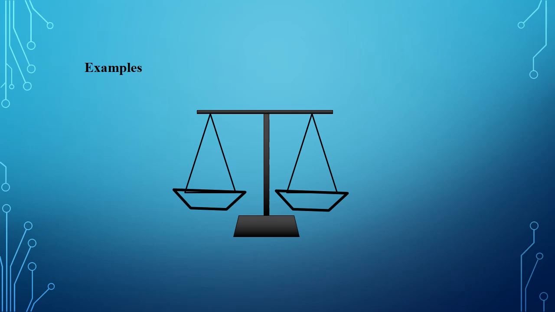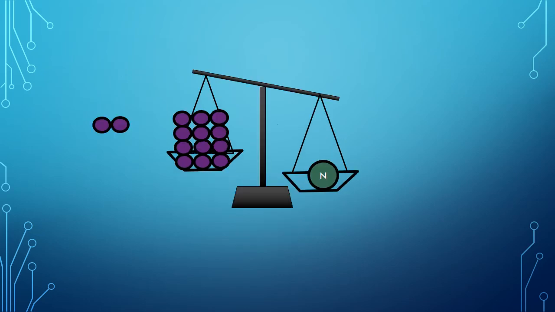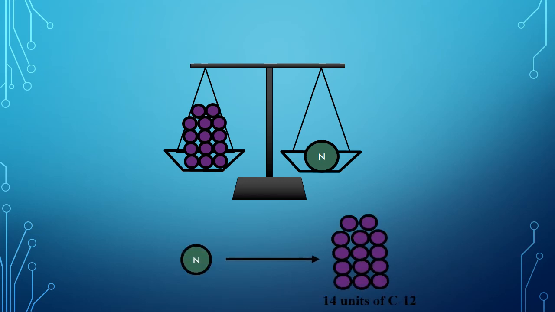For example, consider a single atom of nitrogen on one side of the balance and 12 units of carbon on the other side. We observe nitrogen is heavier than 12 carbon units. But if we add two more carbon units on this side, the balance reaches equilibrium. So we can say that the mass of a single nitrogen atom is equal to 14 units of carbon.